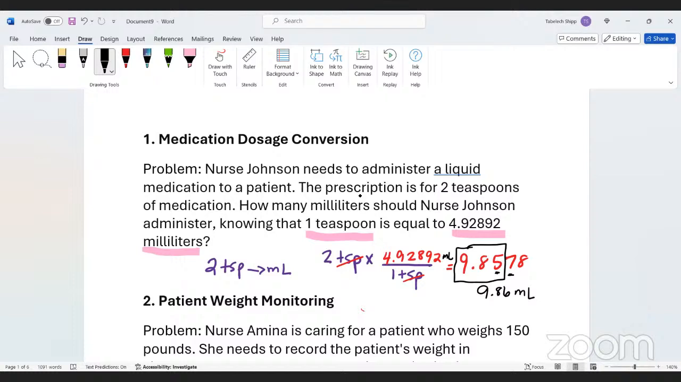It's that simple. All you have to do again is look at the conversions that they're giving you and take the number that you start with. In this case, we were given 2 teaspoons. Our conversion was that 1 teaspoon equals 4.92892 milliliters. All you have to do is start with that 2 teaspoons number. On the very bottom, the 1 teaspoon that they gave you as a conversion goes on the bottom, and on the top, the 4.92892 milliliters goes on the very top. And you just cancel out your units that are the same and give your answer accordingly. Okay? That's simple.